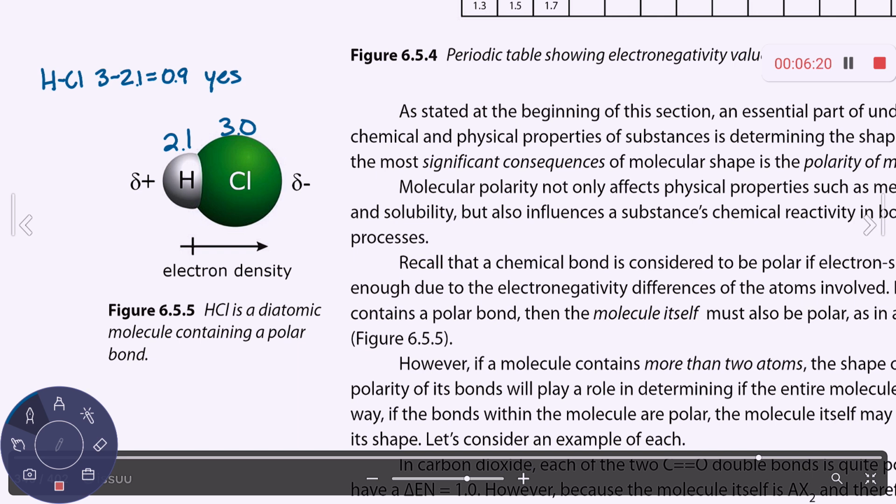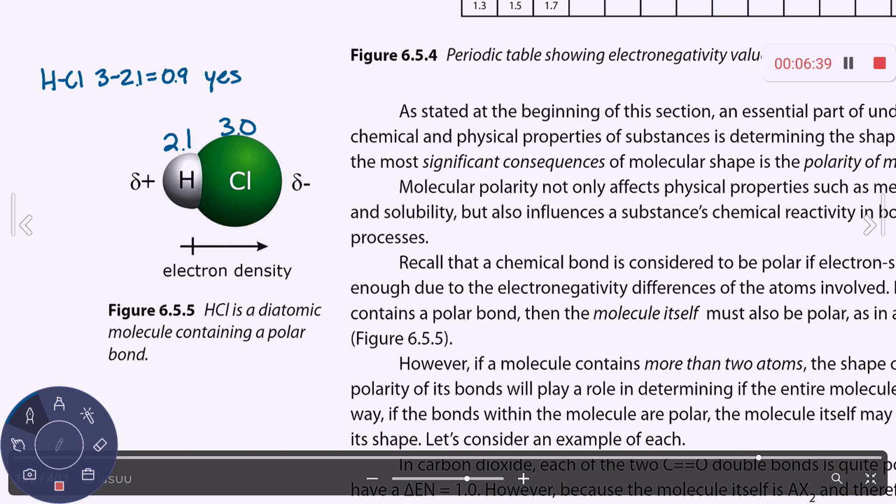Okay, and then since all you have is a bond, you can jump straight to the polar or non-polar molecule column, and you'd put a yes. It's a polar molecule, because we don't have the same atoms bonded to each other, so therefore the bond dipole doesn't cancel. Does that sort of make sense?